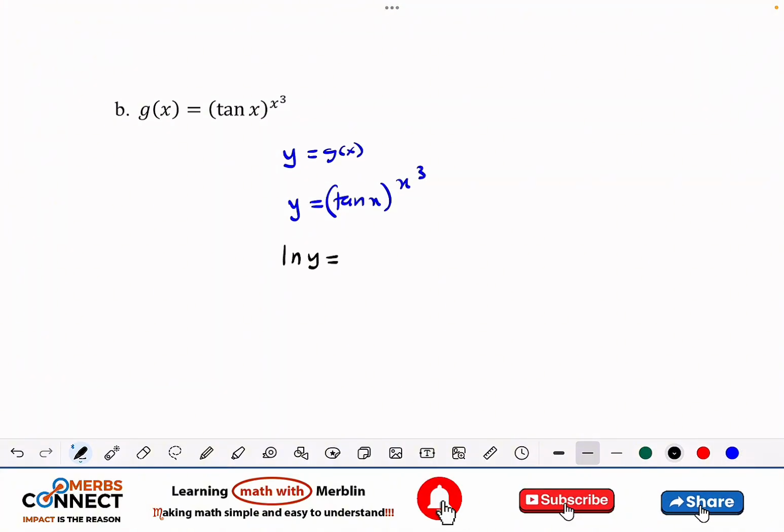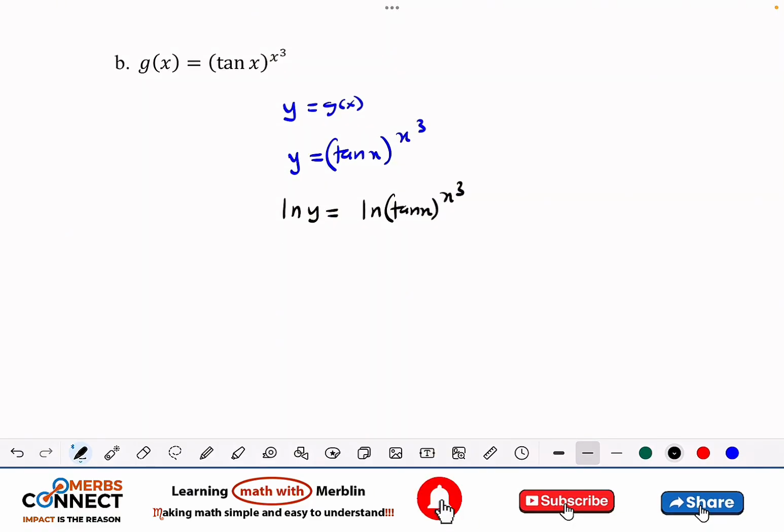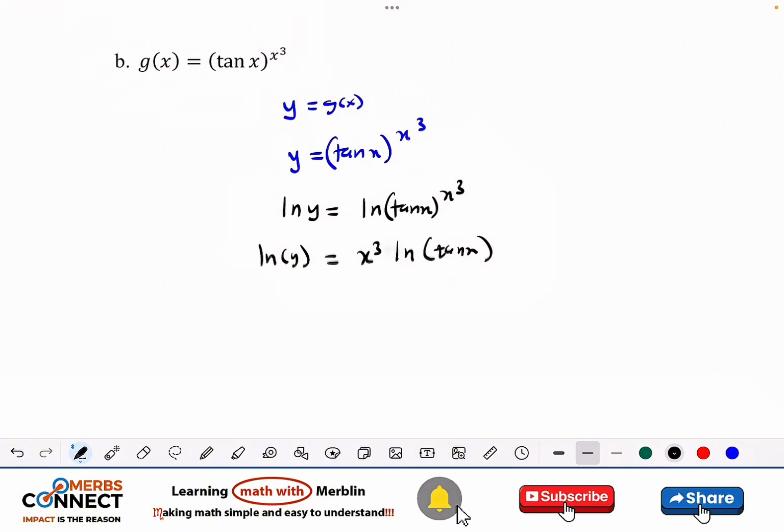So natural log on both sides, we are going to have tan x to the power x to the power 3, so that this one will help us to bring down the exponent, which is going to give us x cubed natural log of, so let me put this one in parentheses. So this is going to give us tan x.